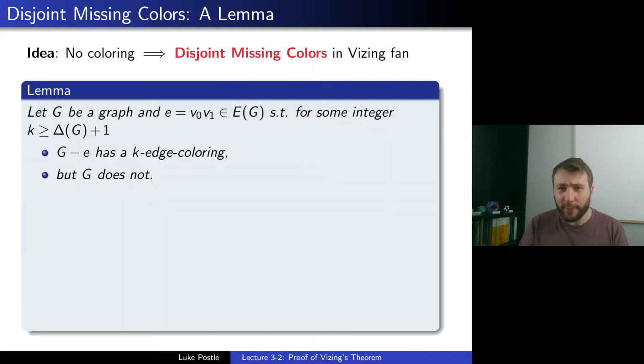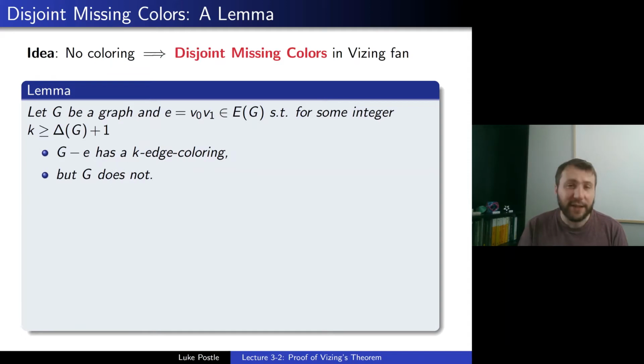Or a bit more formally, we would go like this. Let G be a graph and E, V0, V1 be an edge. Suppose for some integer k, I'm going to assume that k is at least delta of G plus 1 for reasons to make the proof work. And suppose we have that G minus E has a k-edge coloring, but G does not. So that was the situation.